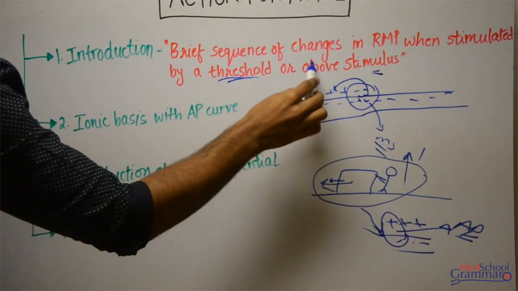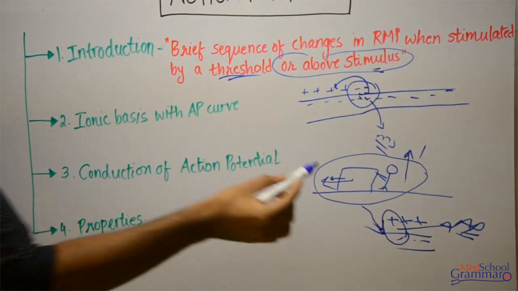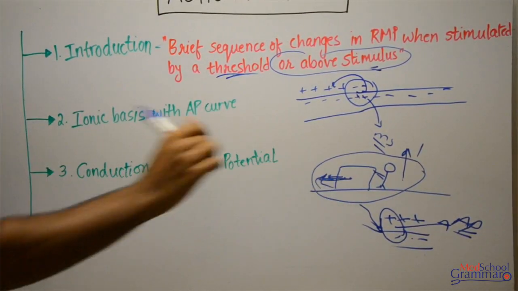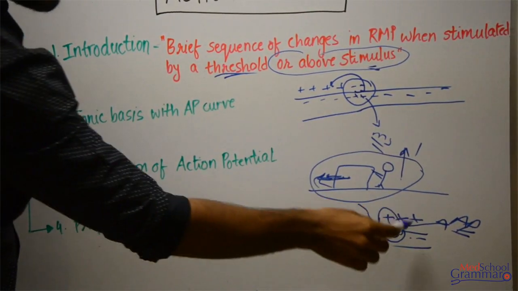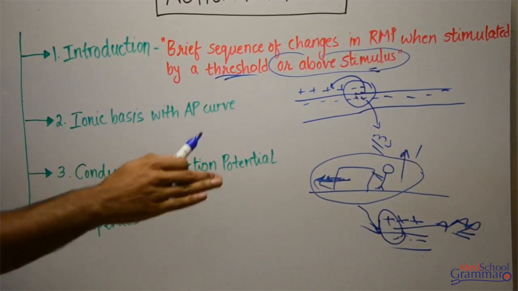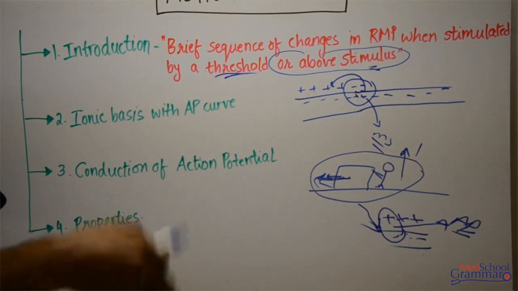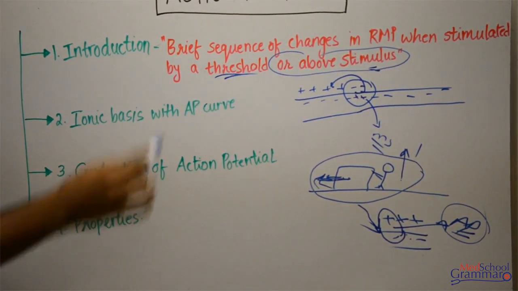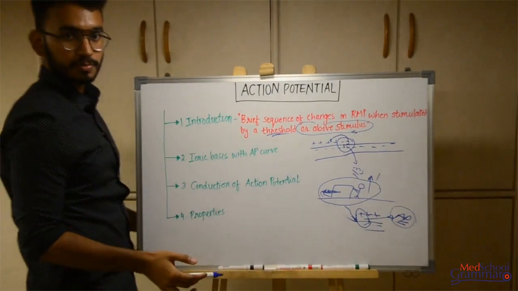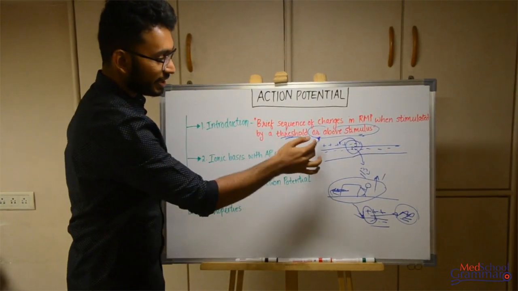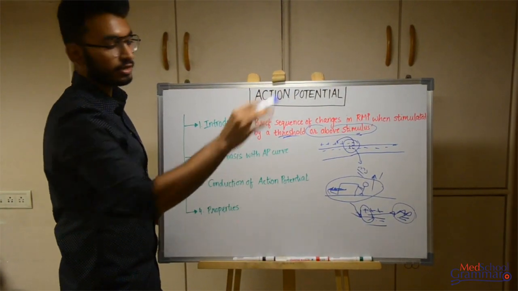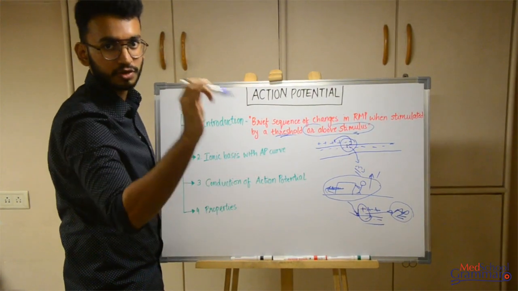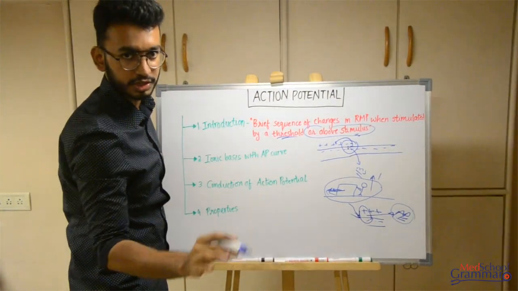Or above stimulus. It's very obvious. If you apply a force more than the threshold force, this object will start moving definitely. Similarly, it's the case with nerve fiber. If the strength of the stimulus is above threshold, you will definitely get an action potential. So this is all about the description of action potential, and it is very simple. It refers basically to the change in the resting membrane potential when the stimulus applied is of threshold or supra-threshold strength.